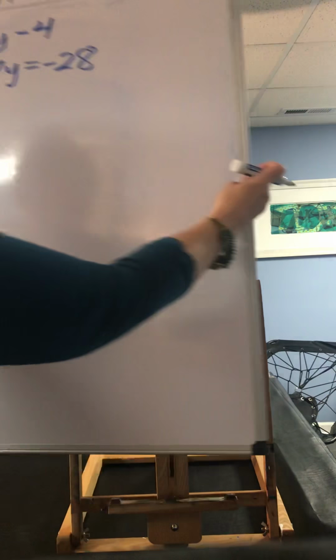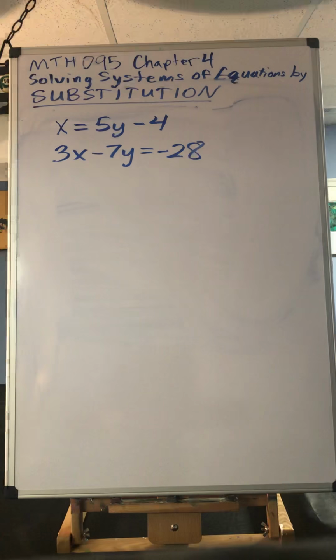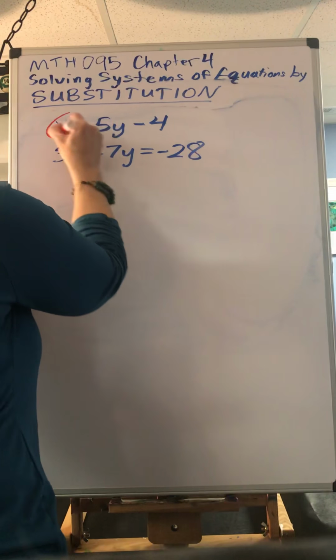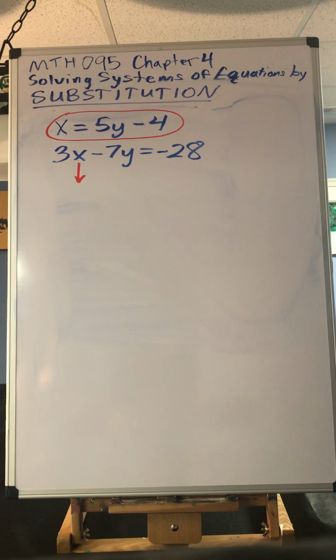So let's see what we can do. When you look at this system, you should notice that the top equation is already solved for x. So that is going to make our life much easier. I'm going to circle that equation, and I'm going to make a note of where x is in the other equation.